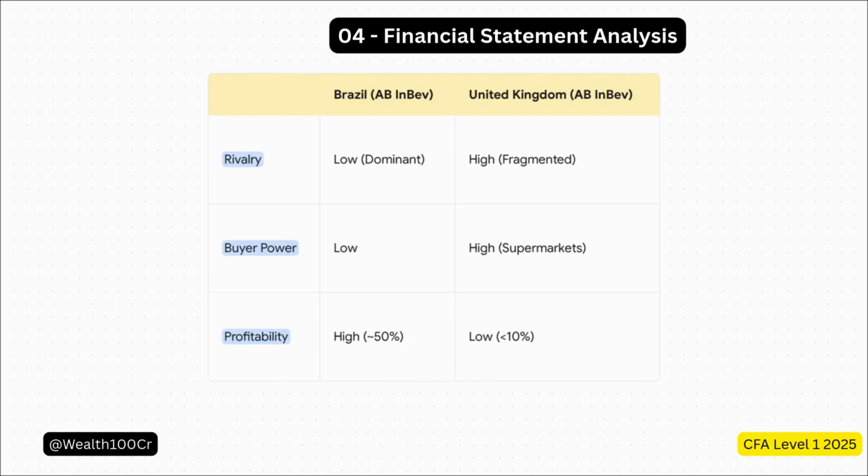For a company like AB InBev, geography is destiny. In Brazil, they completely dominate. Rivalry is low, buyers are fragmented, and look at the result. Incredible 50% margins. But in the UK, it's a knife fight. Fierce competition and a few powerful supermarket chains completely crush their profitability, down to less than 10%. Same company, same product, but a totally different industry structure means vastly different results.